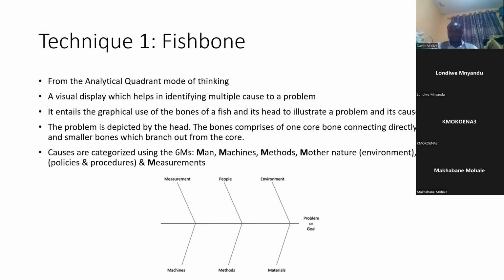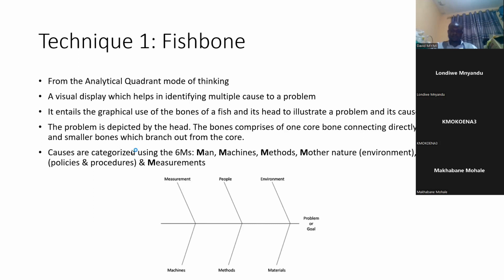So the problem is depicted by the head of the fish, and then the bones comprise one of the core bones, actually a main bone, which is the core bone leading to the head. But then it branches out into smaller bones, which basically means that it is made up of many other causes, which culminate into one core bone leading to the main problem or main effect.